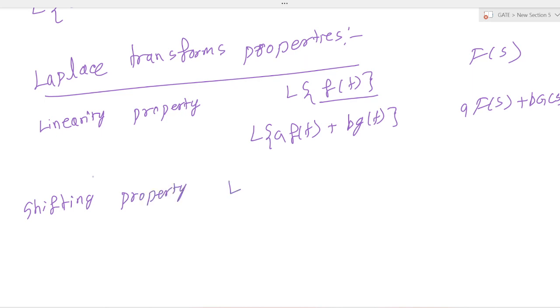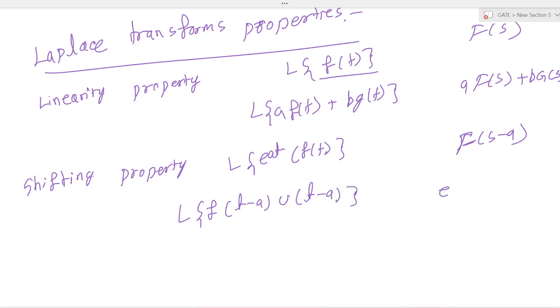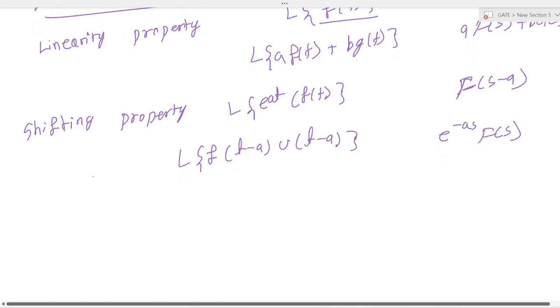Shifting property: L{e^(at) f(t)} = F(s minus a). Next, L{f(t minus a) u(t minus a)} is equal to e^(minus a s) F(s). And next, the scaling property.